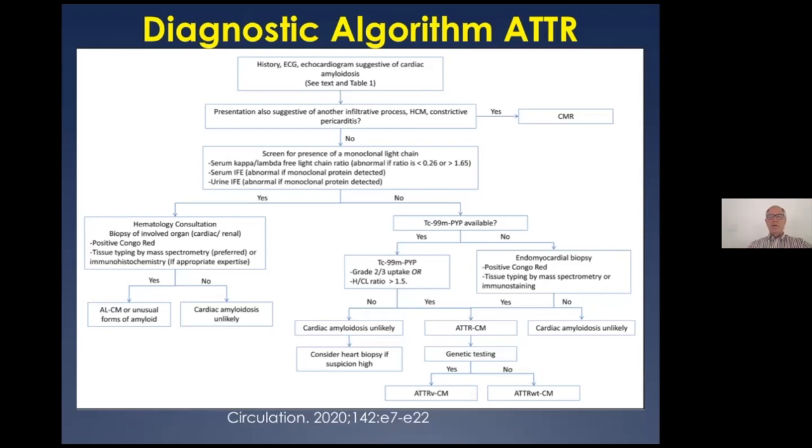And then in order to make the distinction whether this is the hereditary or the wild type, genetic testing could be considered. And obviously the important thing with regard to genetic testing is whether the mutation is present, and if so, certainly consideration for evaluating offspring may be reasonable. So I'll just give you another few seconds to look at this algorithm because I think it's very, very important.